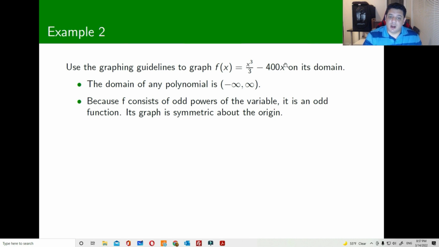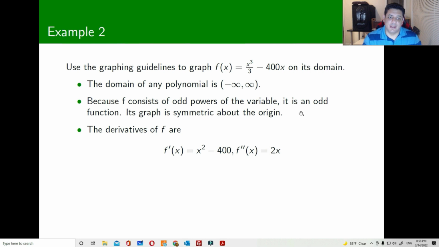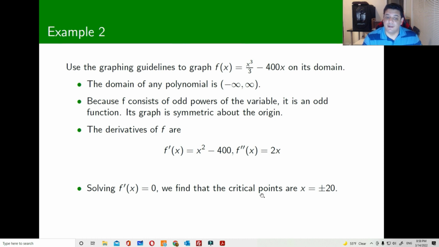Because these are odd powers, this is an odd function, so we have some sort of symmetry with respect to the origin, but what happens on one side is going to be reflected with respect to the x-axis on the other side. Now, the derivative of this is x squared minus 400. So solving f prime of x equals 0, we're going to find that x equals plus or minus 20.